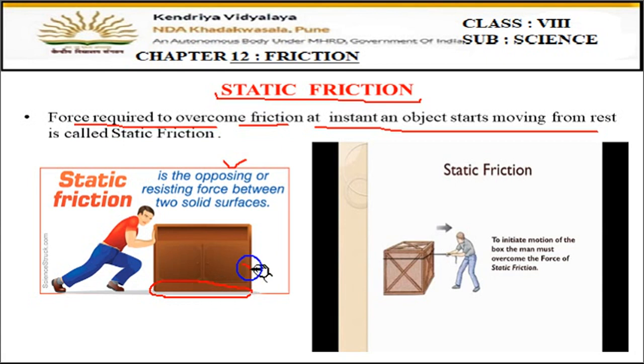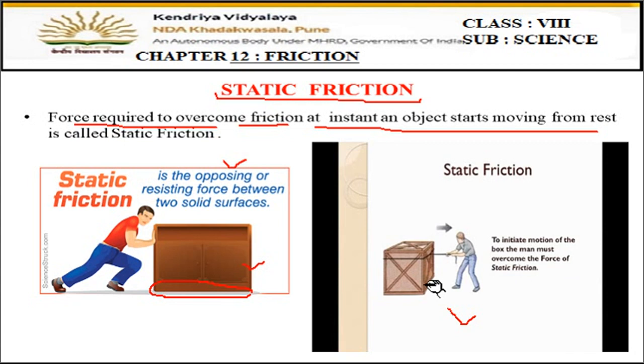So there are two objects here, this box and the ground. So there is a resisting force between them. So this friction which is acting between the surface of the box and the surface of the ground, because of that more force has to be applied to this box to get it moving. So this friction which is acting between the objects which are at rest positions is called as the static friction, right? Now here also in this diagram you can see that this person wants to initiate motion to the box. The person wants to move the box, right?